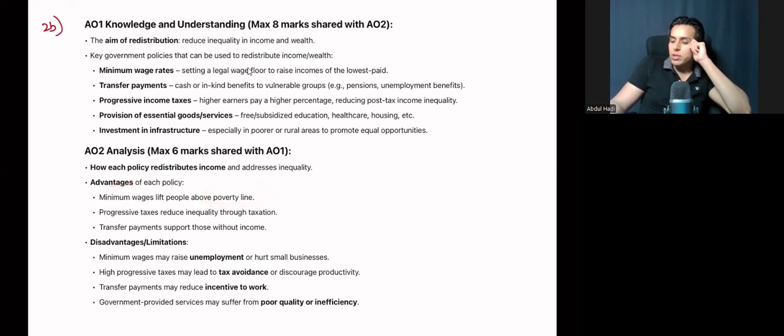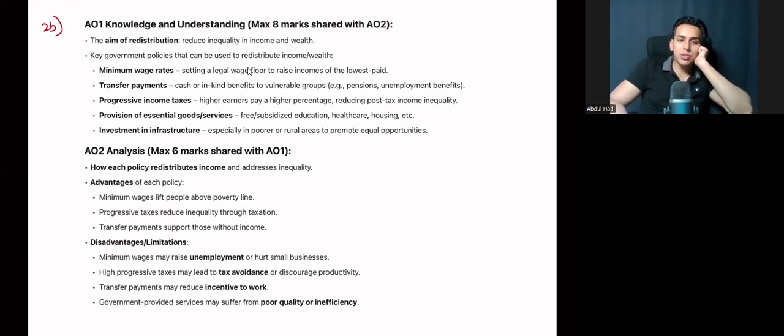The second advantage is of progressive tax. We know what progressive tax is. Progressive tax is a tax, income tax, imposed on income. So it can also reduce inequality through taxation. And transfer payment, you know what transfer payment is, means tested and universal benefit. Means tested means for a specific group of people, universal means available for everyone.